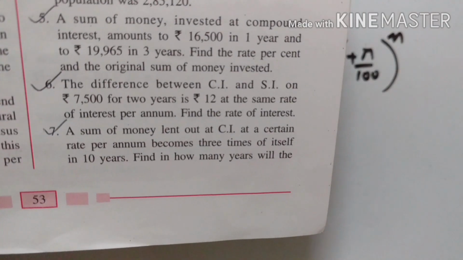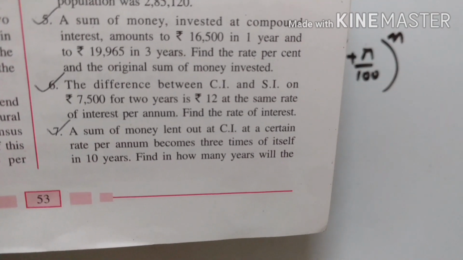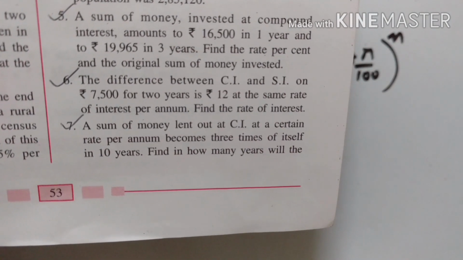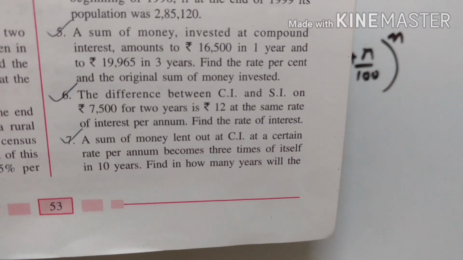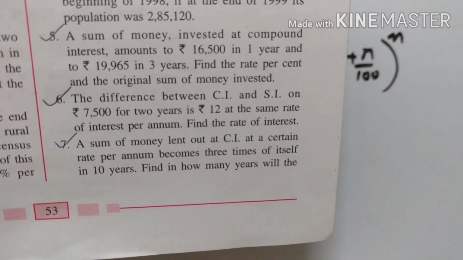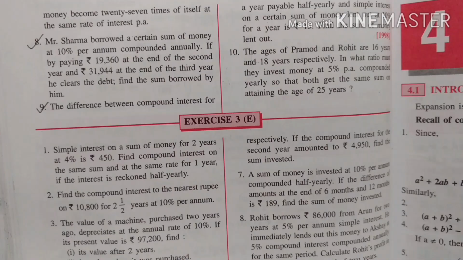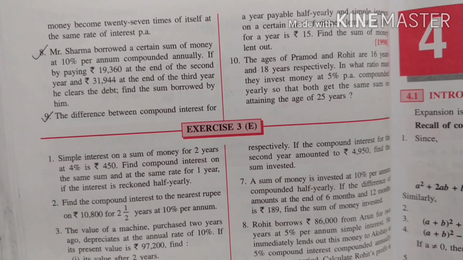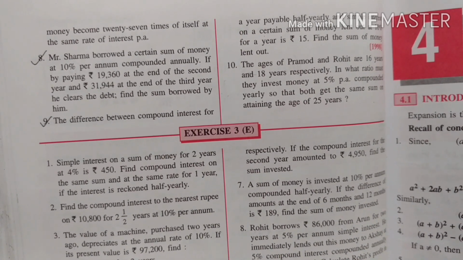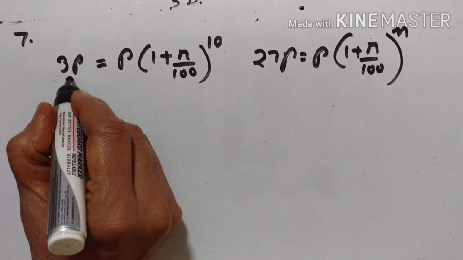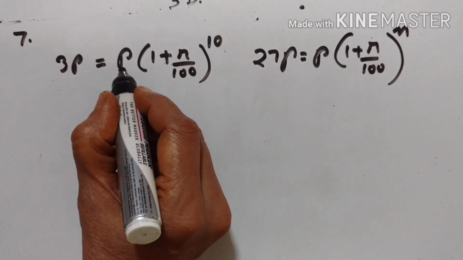7th problem. A sum of money lent out at compound interest at a certain rate per annum becomes 3 times of itself in 10 years. Find in how many years will the money become 27 times of itself at the same rate of interest per annum. The amount becomes 3 times of the principal.